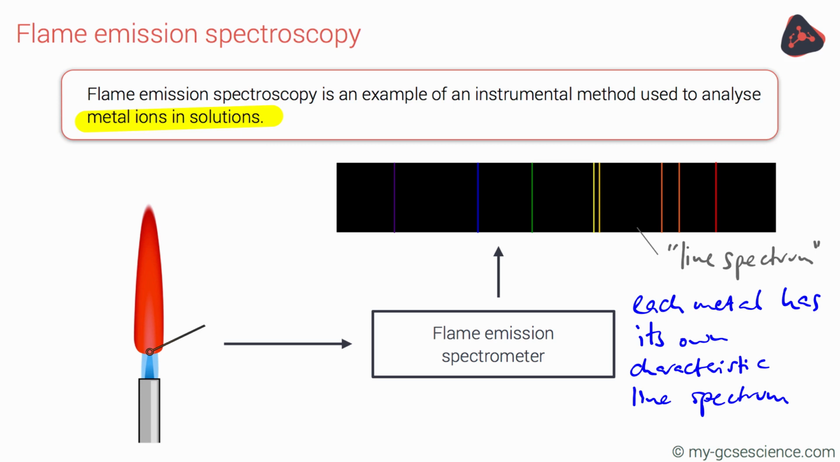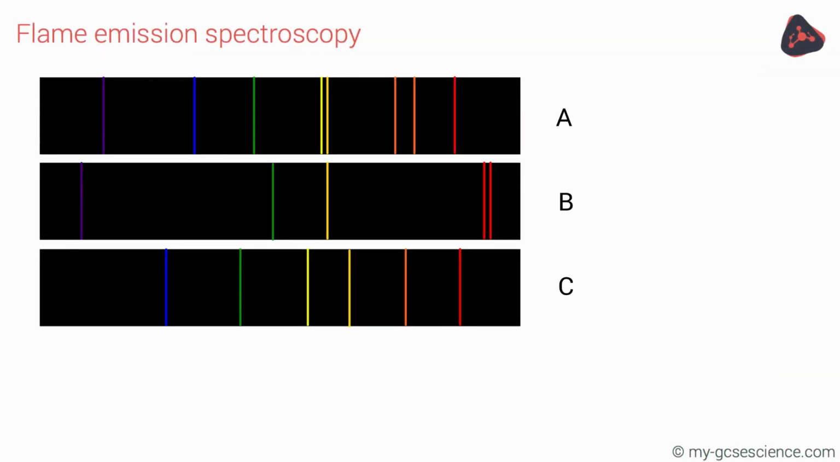For the exam, you're not expected to know the detail of how this machine works, nor are you expected to explain why different flames produce different colours or have their own characteristic line spectrum. But you may be given some results from a flame emission spectroscope and be expected to identify metal ions based on what you see. Here's an example of the kind of thing you might come across.